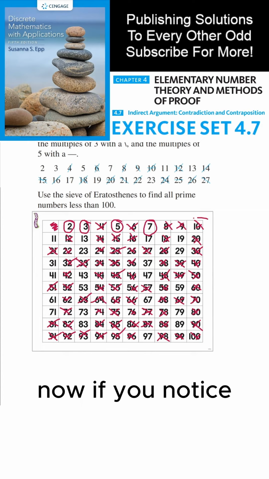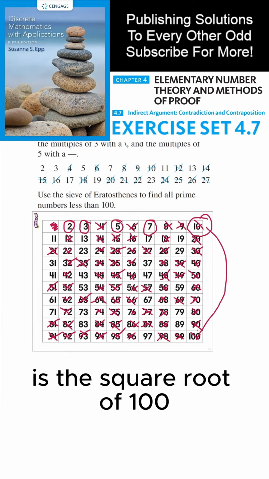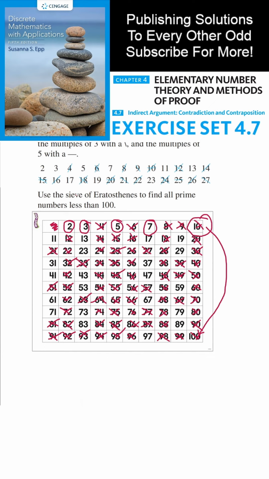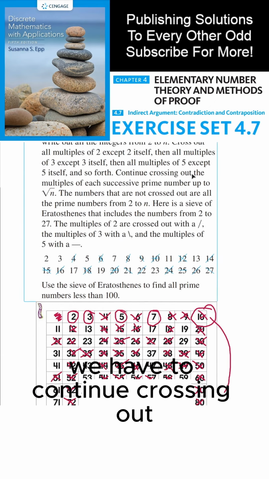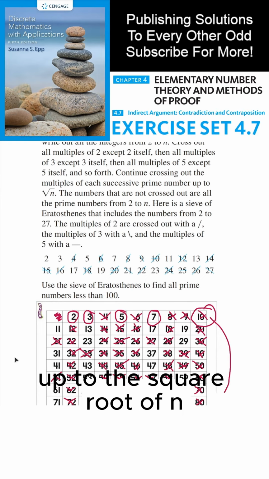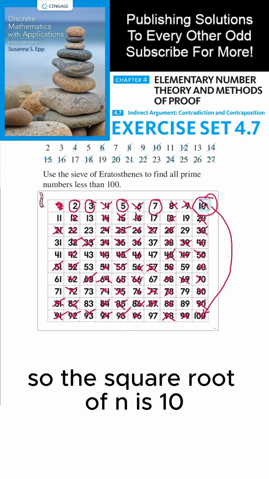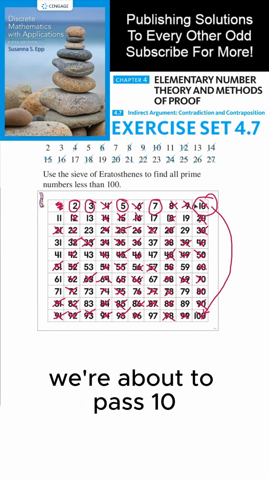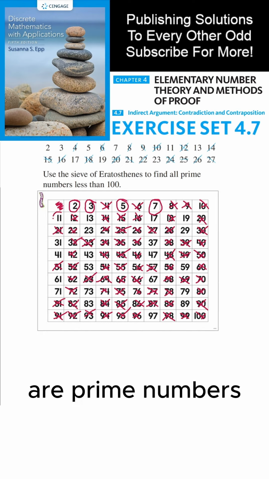Now, if you notice, once we reach 10, 10 is the square root of 100. And according to the directions, we have to continue crossing out the multiples of each successive prime up to the square root of n. In this case, n is 100, so the square root of n is 10. We're about to pass 10 and go on to 11, which means that all of the numbers that are not crossed off are prime numbers.